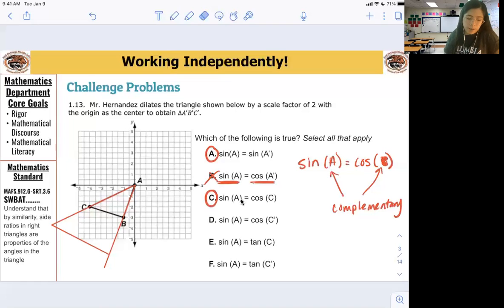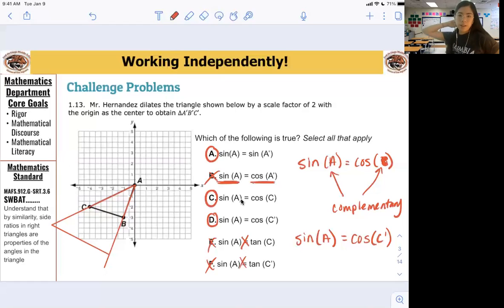Well, if the sine of A is equal to the cosine of C, then the sine of A will also be congruent to the cosine of C prime, since C and C prime are the same. So D is also correct. And I believe that is it. There's no rule about tangent being equal, so E and F are wrong. So it's A, C, and D.